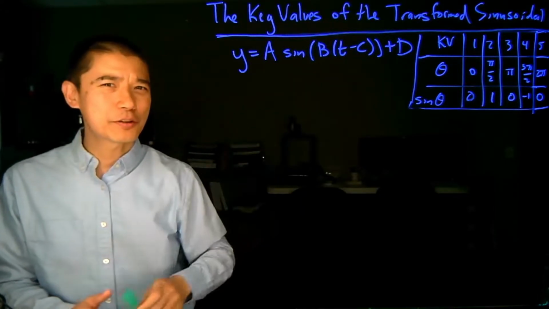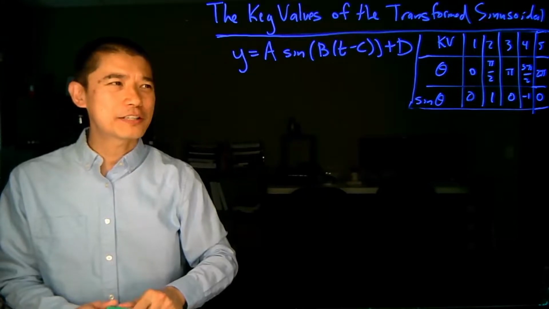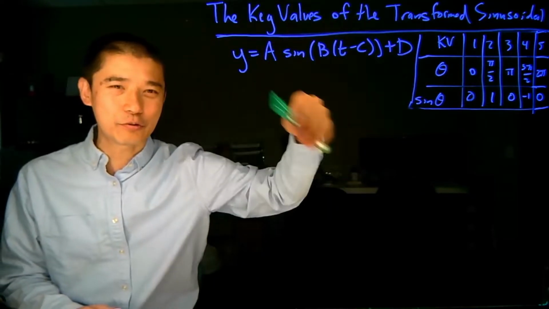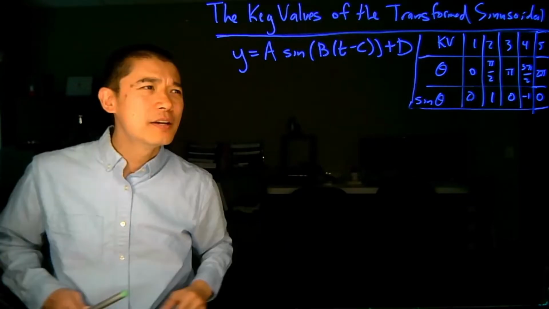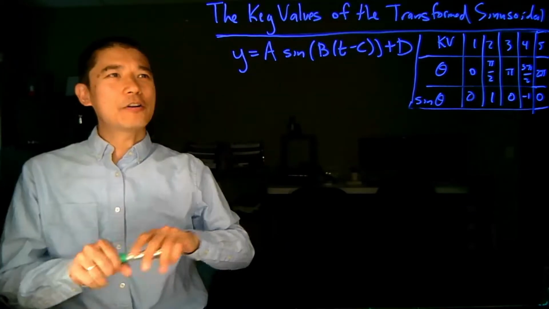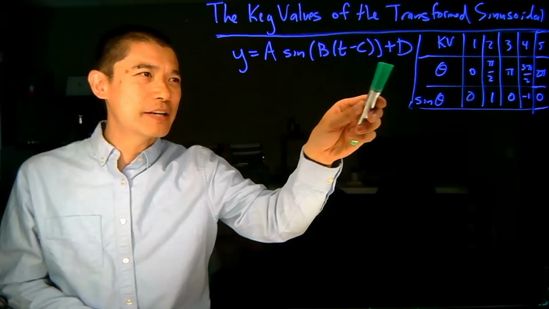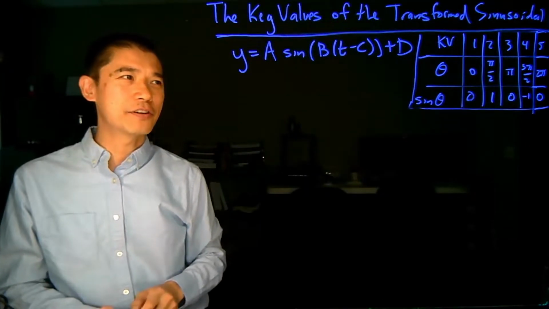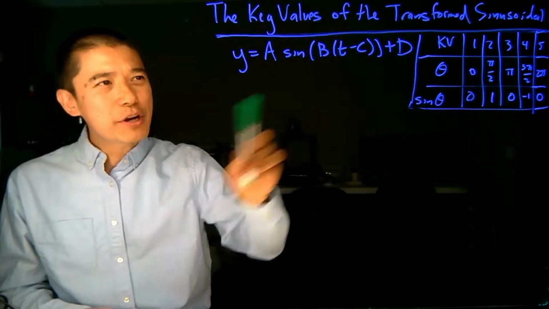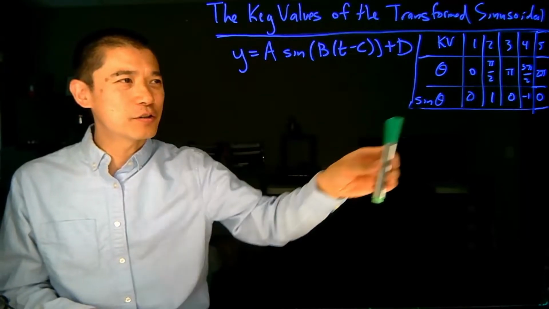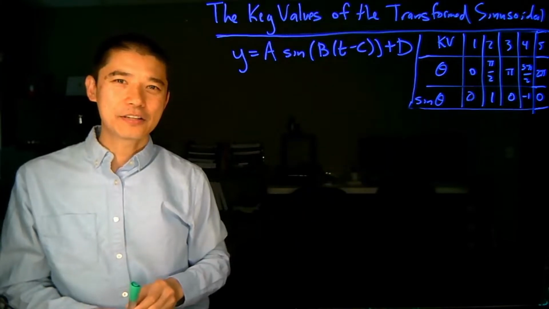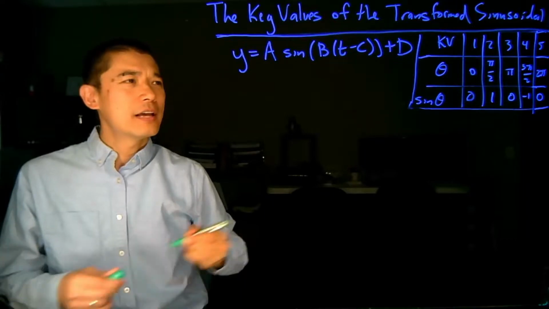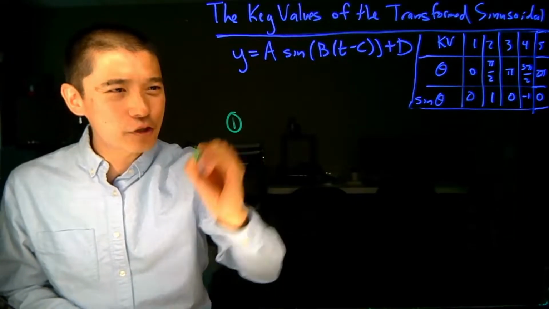So for now, we're just going to go through this very mechanical process, and then we'll see in the next video how these things come together to create the actual graphs of these things. All right, so here we have our equation, y equals a sine b times (t minus c) plus d, our transformed sinusoidal, and here's our chart of key values for the sine function. When we transform the sine function, we're going to transform these key values. And the question is, how are these key values going to be transformed? And again, very mechanical, you're just going to have to trust me for a moment.